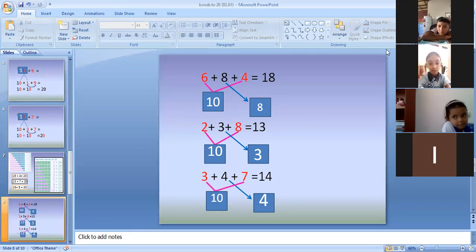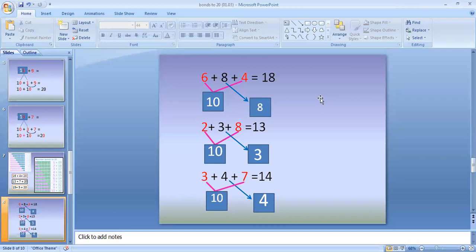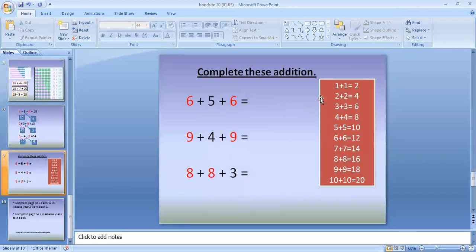Now look at this. This is also a new thing. Please go through this first. It says complete this addition. There are 3 sums. Please go through it and check whether you notice something.